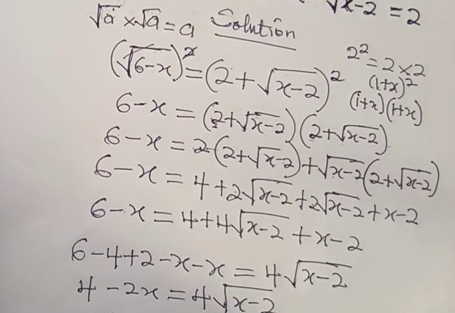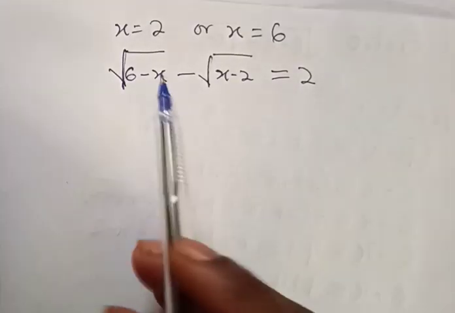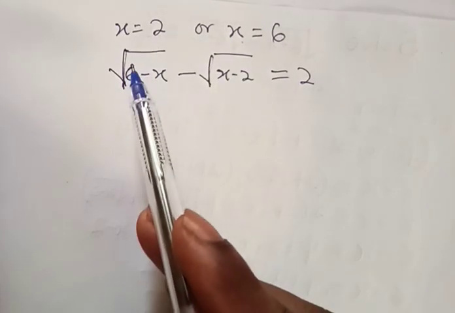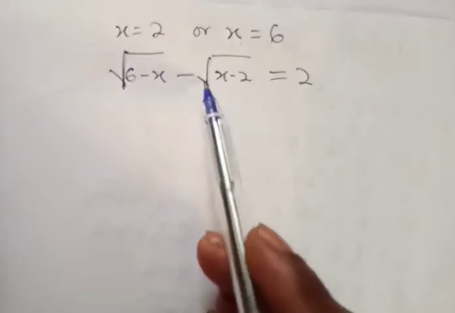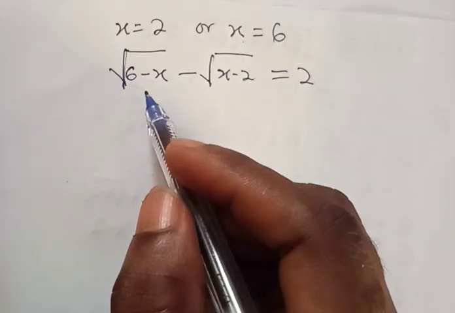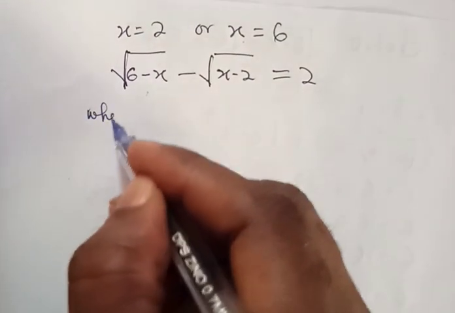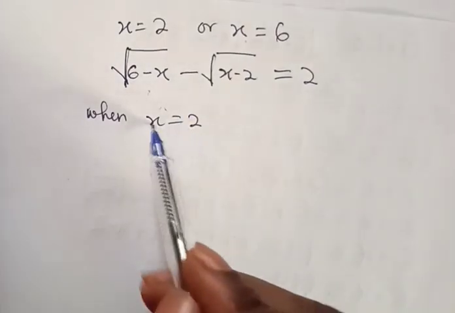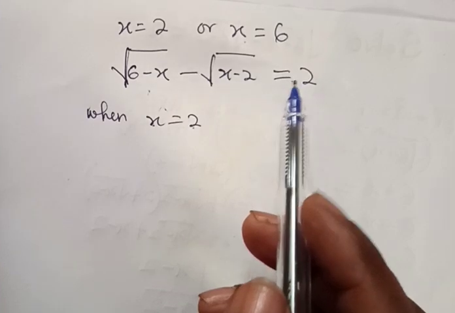Let's test and see. Great. So we are going to test. Now these are the answers we have gotten. So we are going to test to see whether the answers satisfy this condition. All right. So we take x equals to 2. So when x is equal to 2, what we are going to do is substitute this 2 for x in this equation here. Have you gotten that?